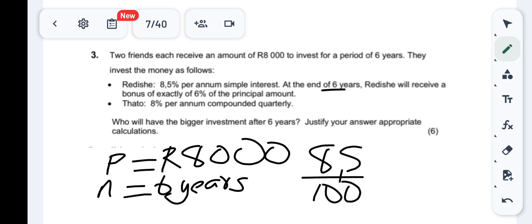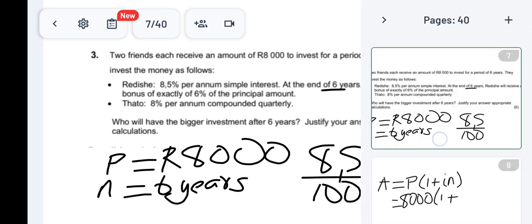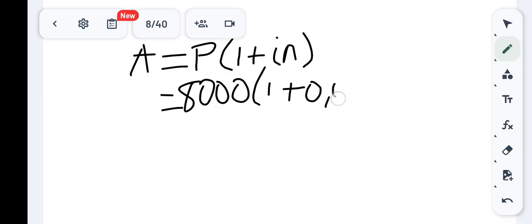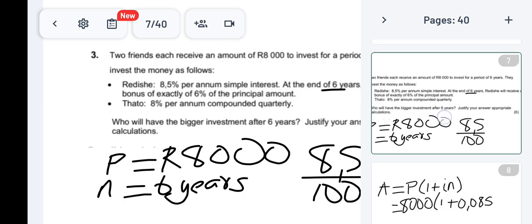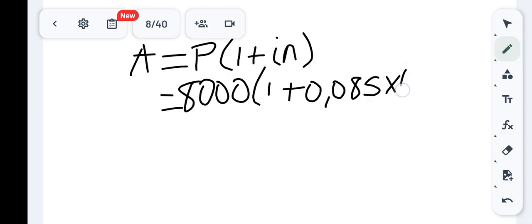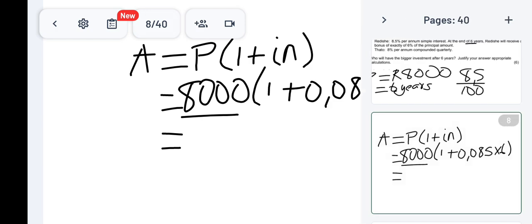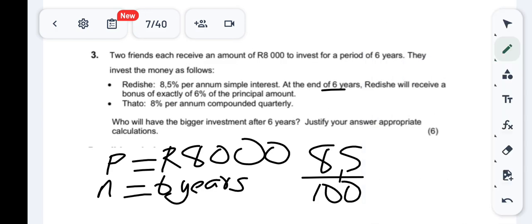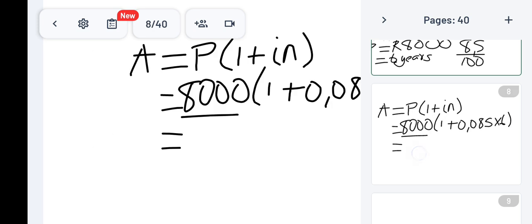8,5 divided by 100 is 0,085. And then what is n? n is 6, so you will multiply by 6. So this amount that we are calculating here is the amount that Redishe will receive for investing 8,000 at an interest rate of 8,5%. But remember, they said at the end of 6 years, she will receive a bonus of exactly 6% of the principal amount. So what are we going to do?